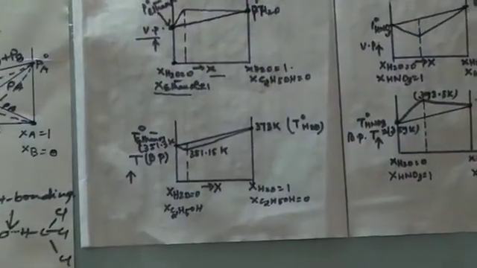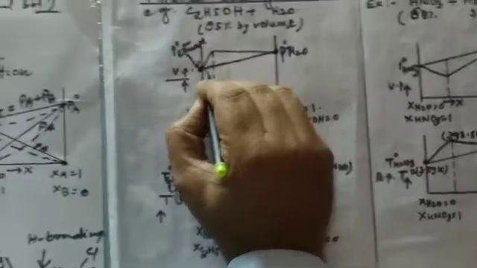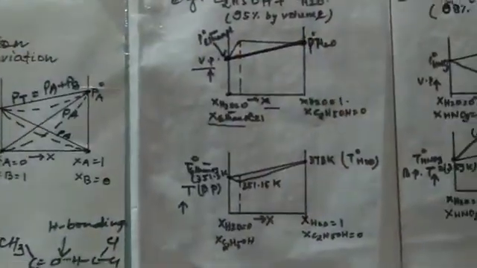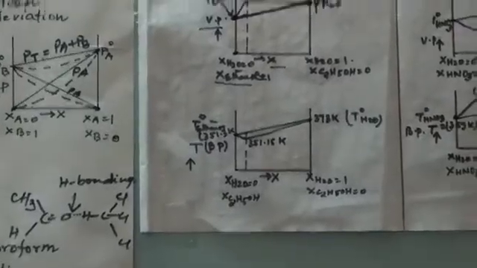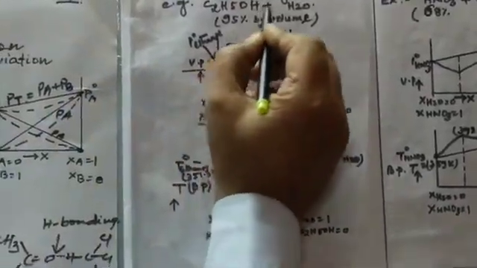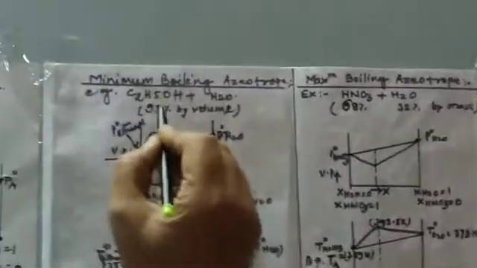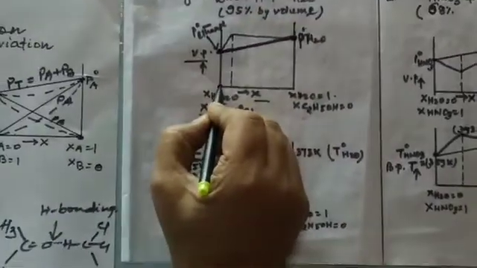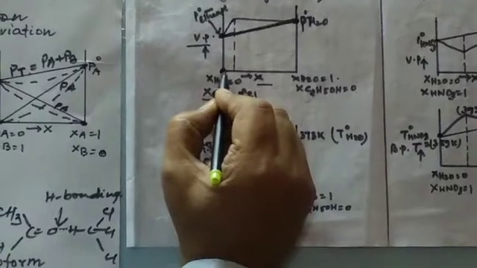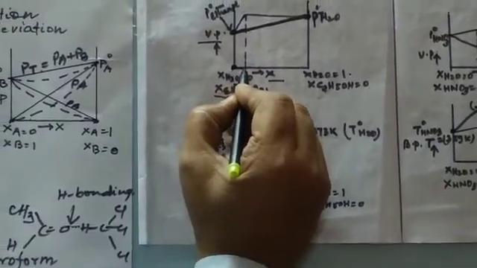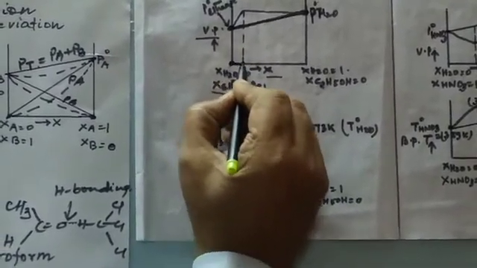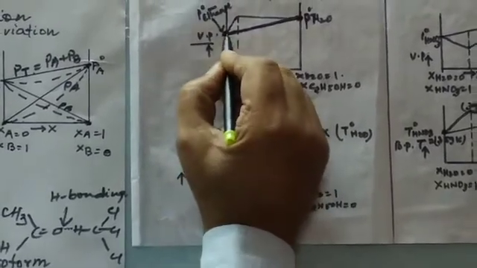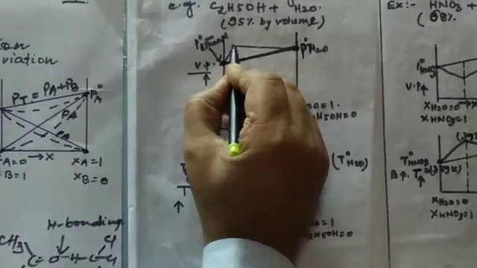If it were behaving like an ideal solution, the line should be like this. But what we observe practically, on mixing 5% water in 95% ethanol, this is pure ethanol, and when 5 ml of water is added to 95% ethanol, what you observe is that the vapor pressure is maximum.